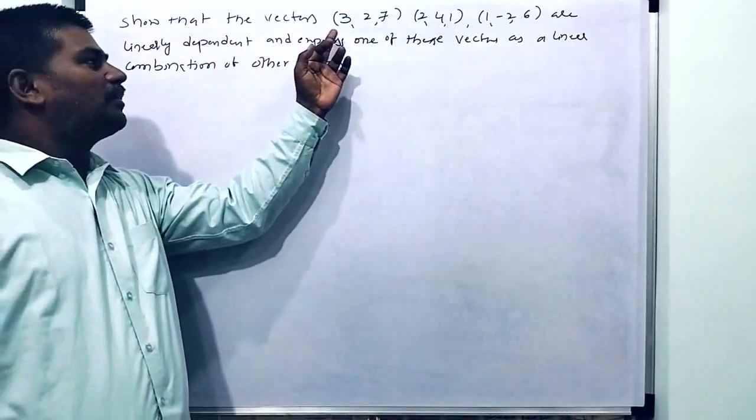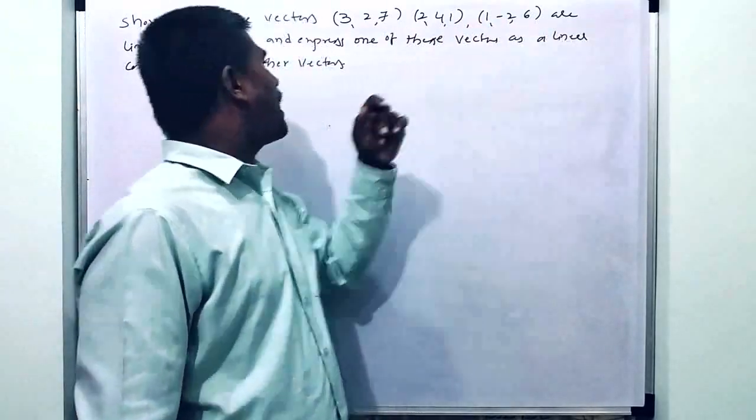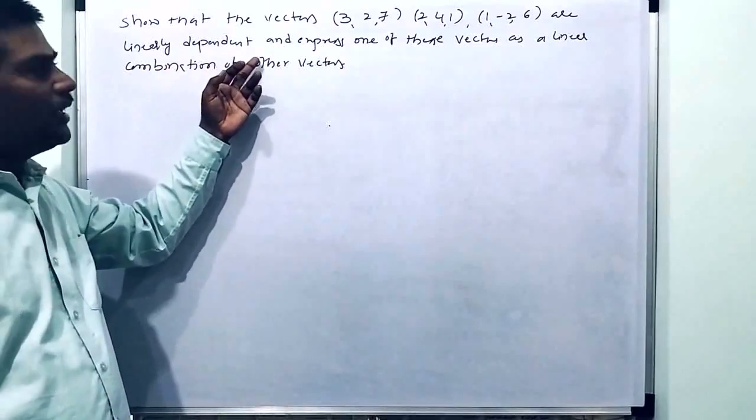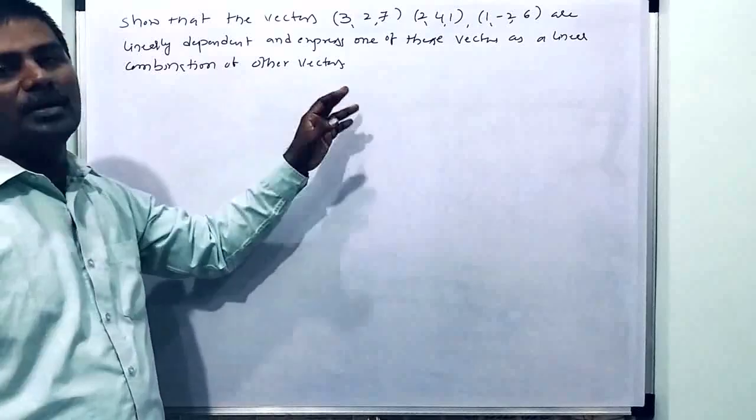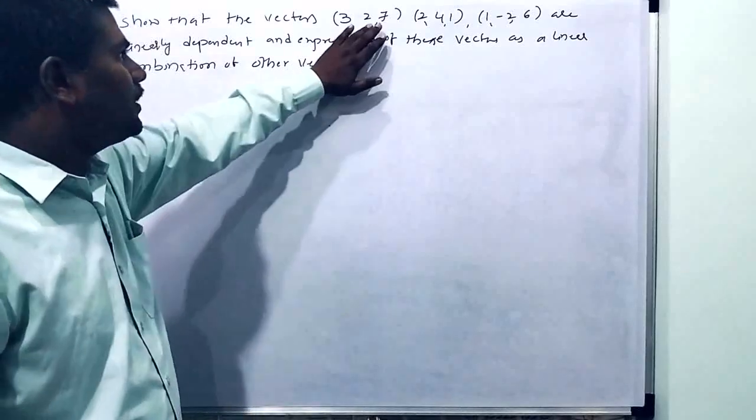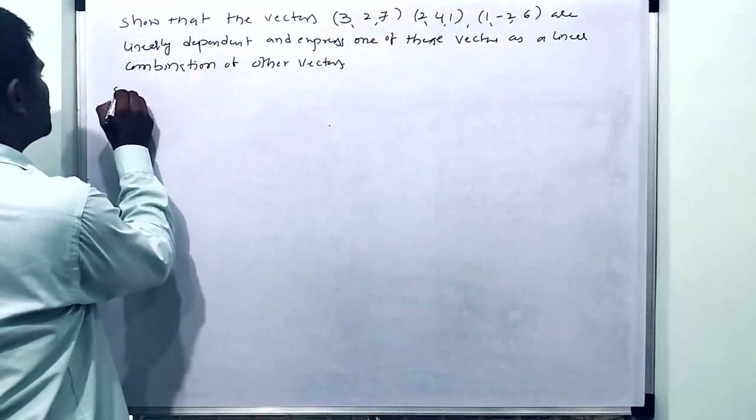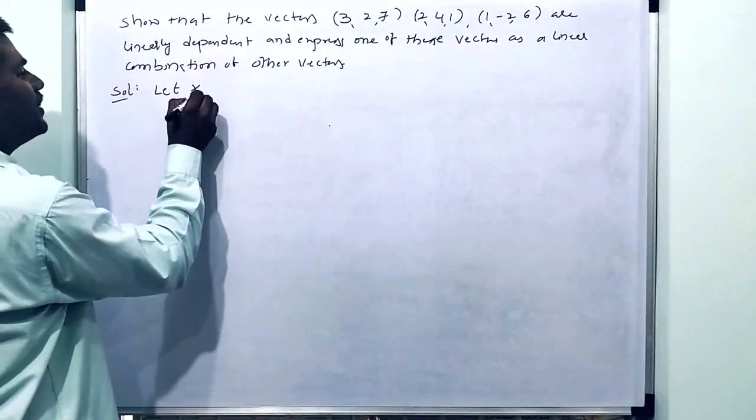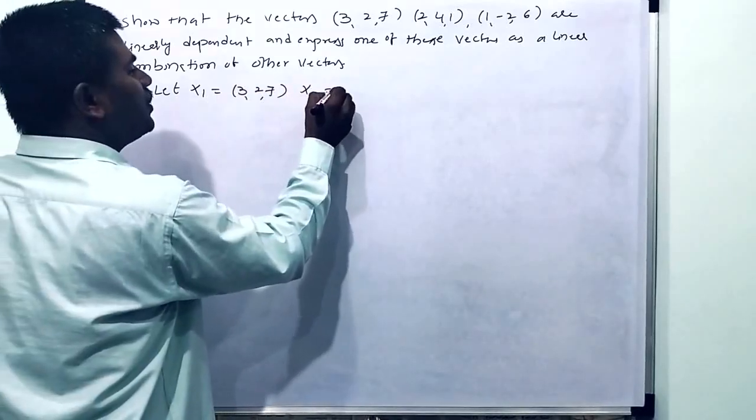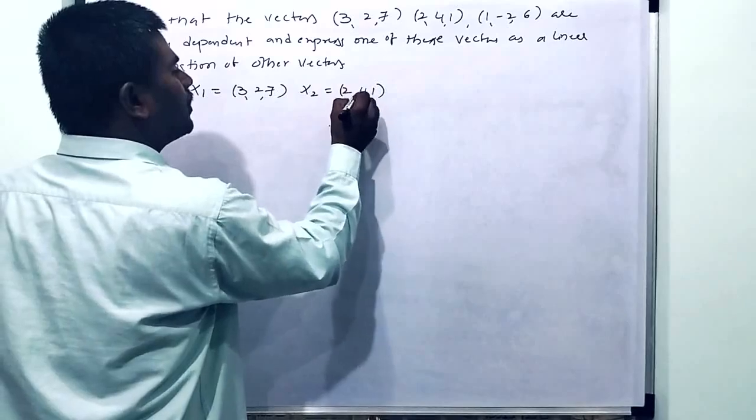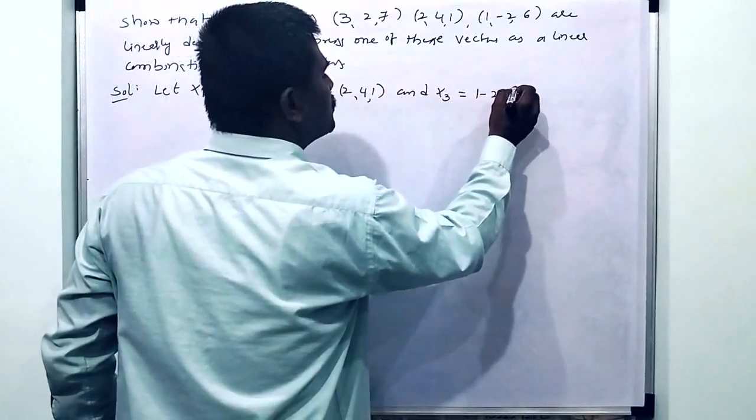Show that the vectors (3, 2, 7), (2, 4, 1), (1, -2, 6) are linearly dependent and express one of these vectors as a linear combination of the other vectors. Let me take these as x1, x2 and x3. Coming to the solution, let x1 is equal to (3, 2, 7), x2 is equal to (2, 4, 1) and x3 is equal to (1, -2, 6).